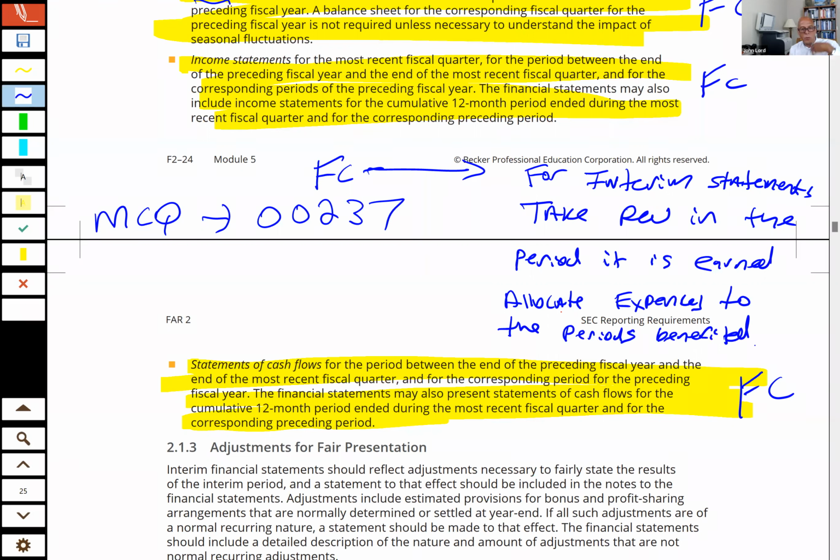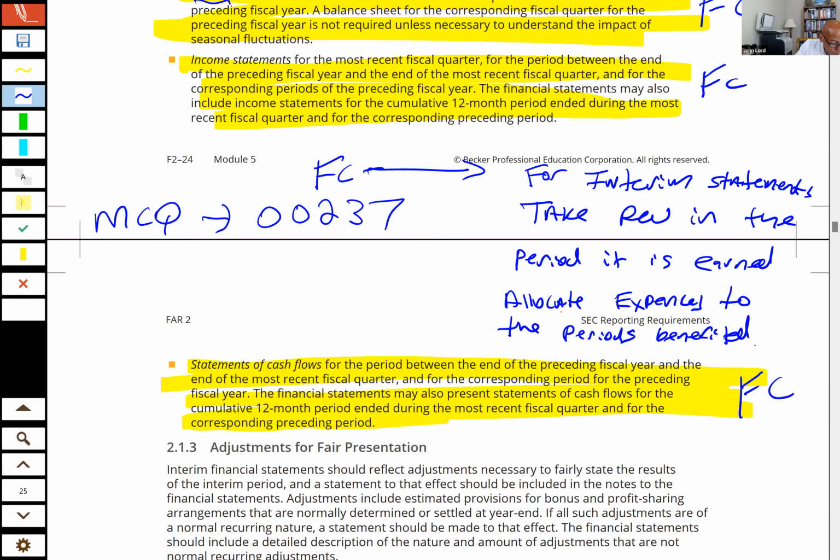Okay, so if they earn a revenue in the first quarter, take the entire revenue in the first quarter. But if they spend, you know, $100,000 and it's going to benefit all 4 quarters, then you would take 25,000 in the first quarter, 25,000 in the second quarter, 25,000 in the third quarter, 25,000 in the fourth quarter, right? Okay, so for revenue, take the revenue in the period it is earned. For expenses, allocate those over the periods that will be benefited. If it's going to benefit all 4 quarters, take the total amount of the expense, divide it by 4.